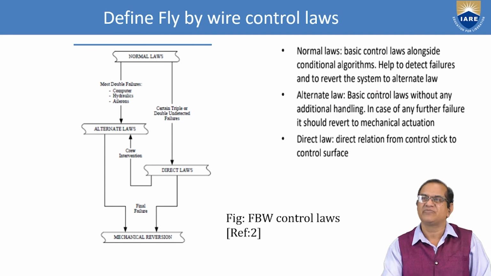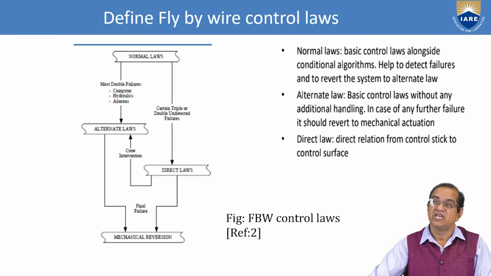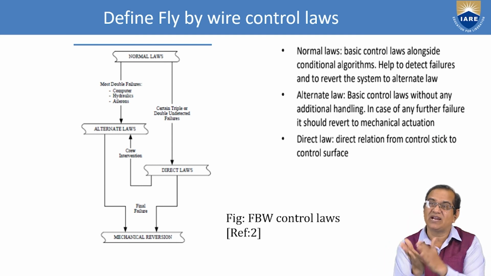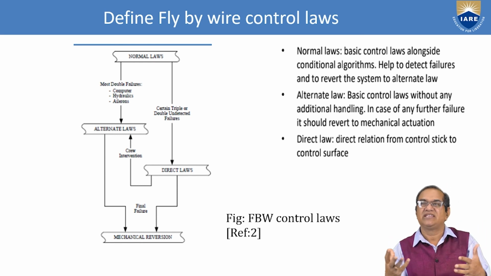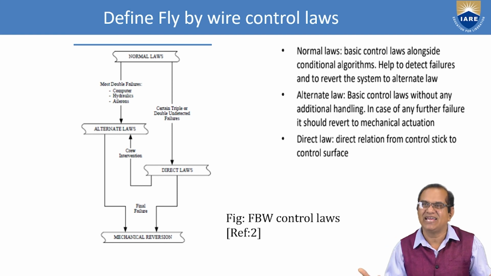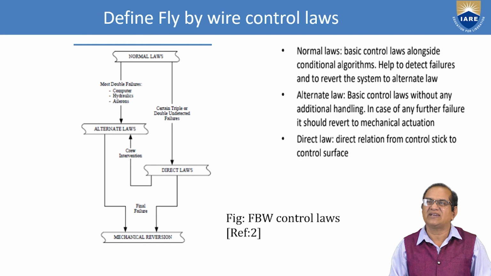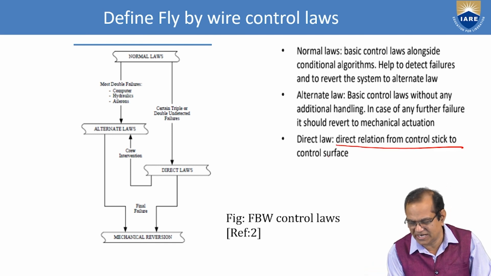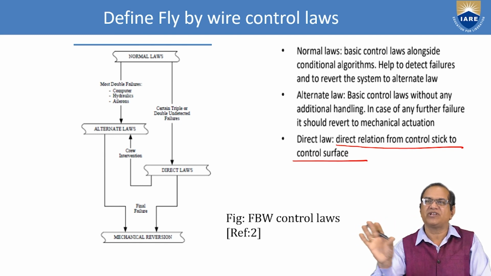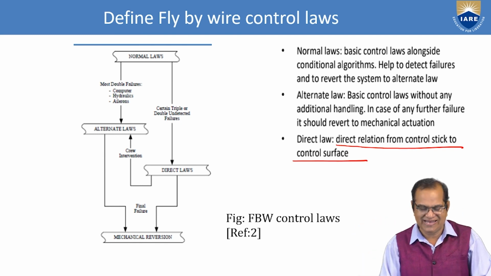So what is the alternate law? Basic control laws without any additional handling. In case of any further failure, it should revert to mechanical actuation. So if one failure happens, it will convert to the alternate law, and if the alternate law fails again, then it will signal the mechanical actuation, which is called the direct law: direct relation from control stick to the control surfaces. The pilot will operate directly without any intervention of any fly-by-wire system.